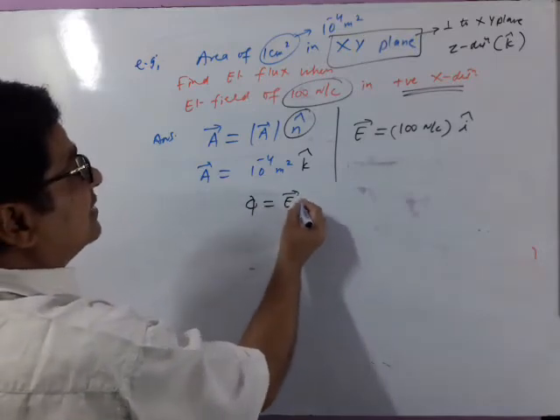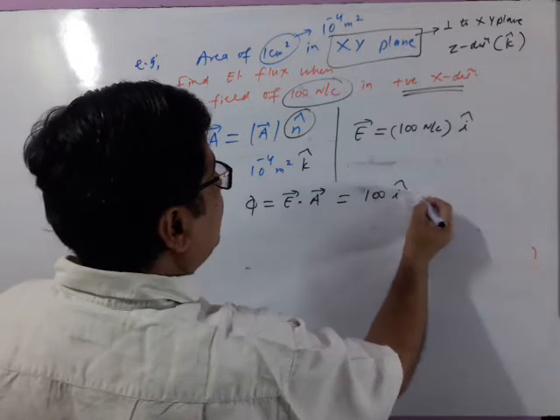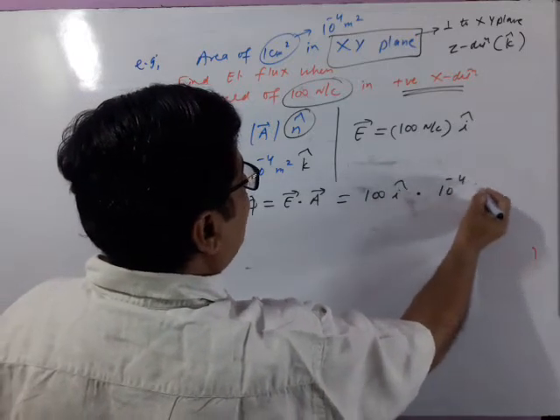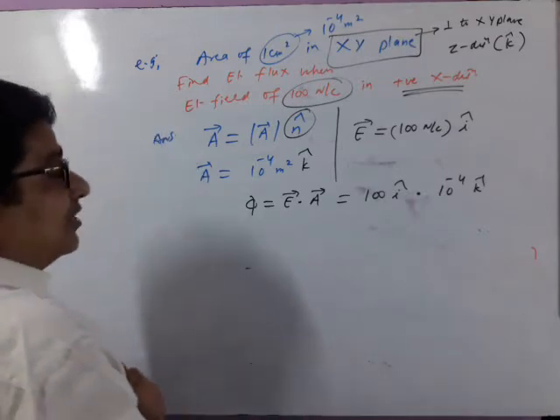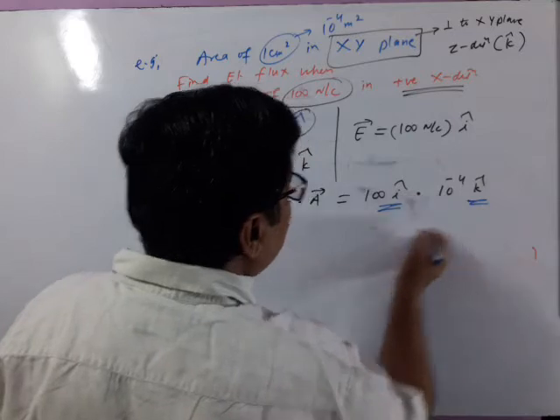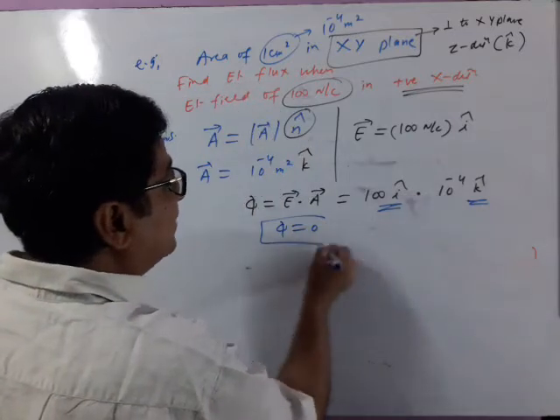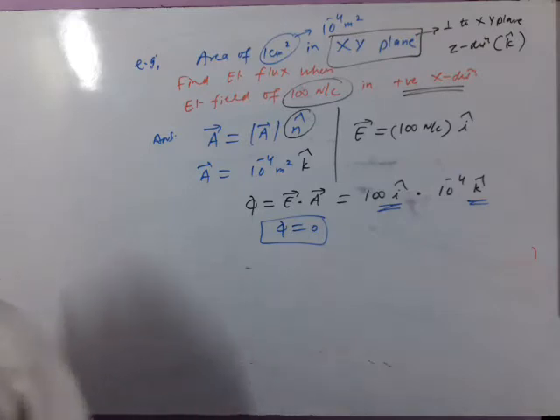You know, flux is E vector dot A vector. Now input the values: 100 I cap dot 10 raised to the power minus 4 K cap. You know, only I dot I, J dot J and K dot K will be 1. Others will be 0. So I dot K is 0. See, flux can be 0, can be negative, can be positive.